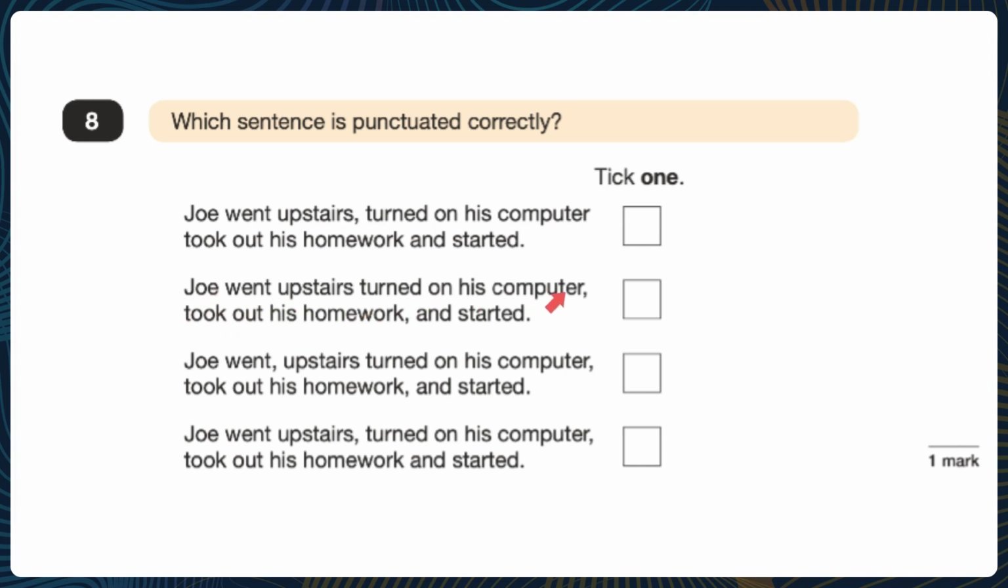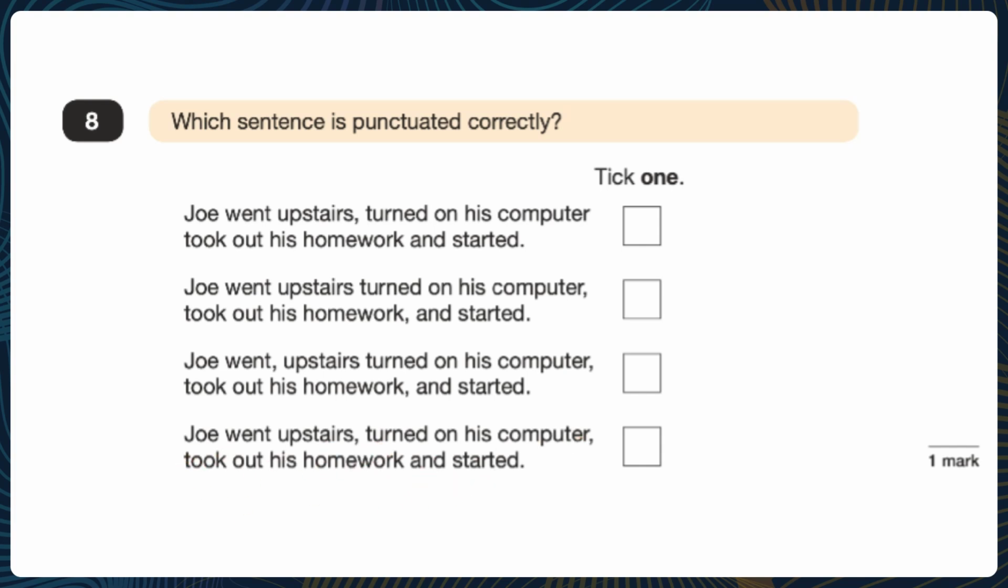Joe went upstairs, turned on his computer, took out his homework, and started. We don't like that comma there. Joe went upstairs, turned on his computer. So again, after that, we would have liked to have seen a comma. Joe went, and that one's obviously just wrong. Joe went upstairs, turned on his computer, took out his homework, and started.